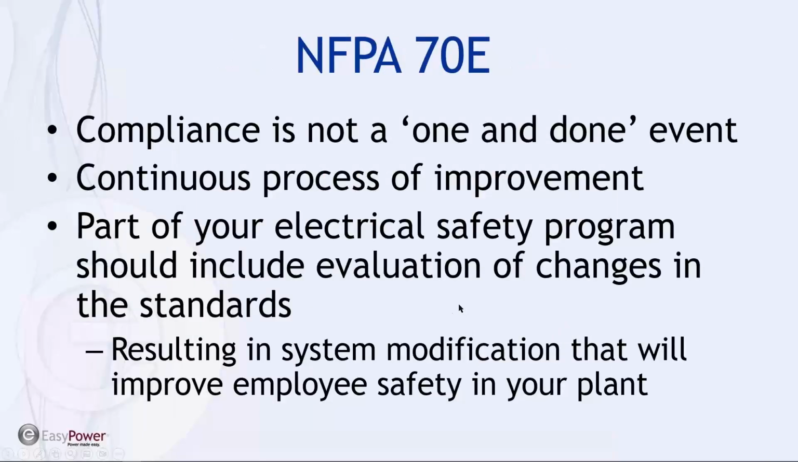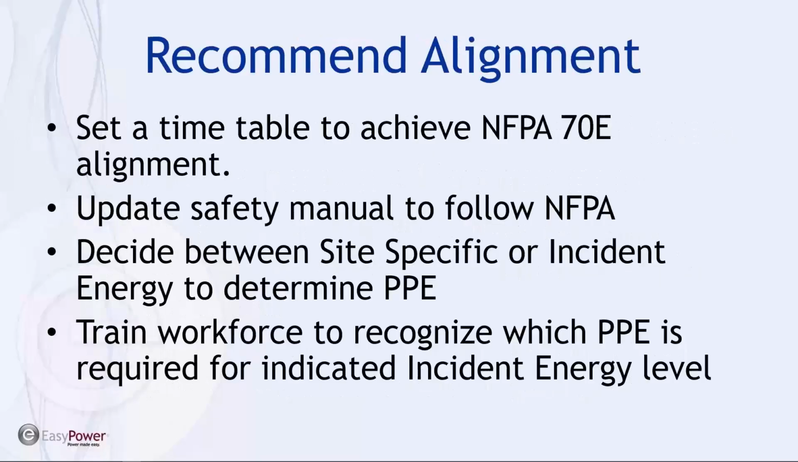It's important to recognize that compliance with NFPA 70E is not a one and done event. It requires a continuous process of improvement, and part of your electrical safety program should include the ability to accommodate change, either in the standards or in your equipment, or in recognizing whether or not your original approach was adequate for improved safety of the personnel. So the resulting system should be recognized as one where modifications will improve safety for personnel in your plant.